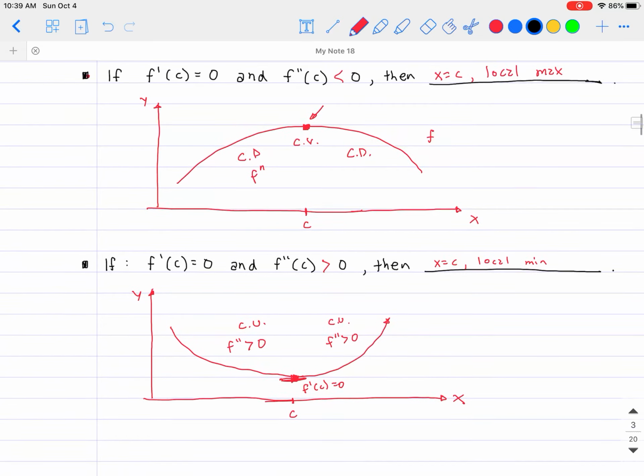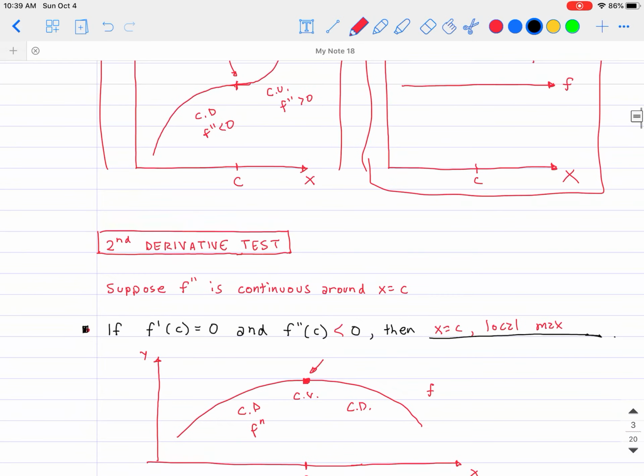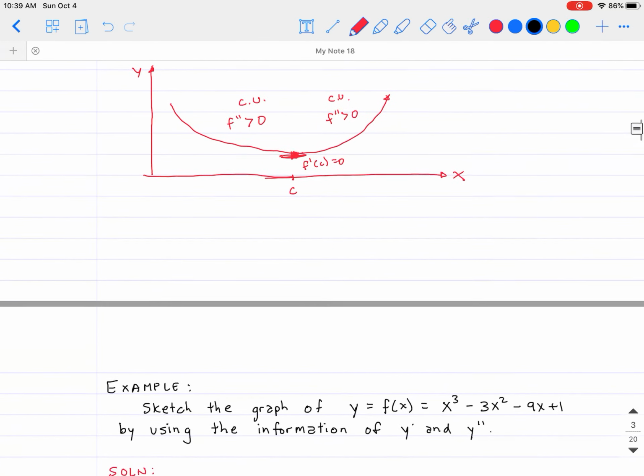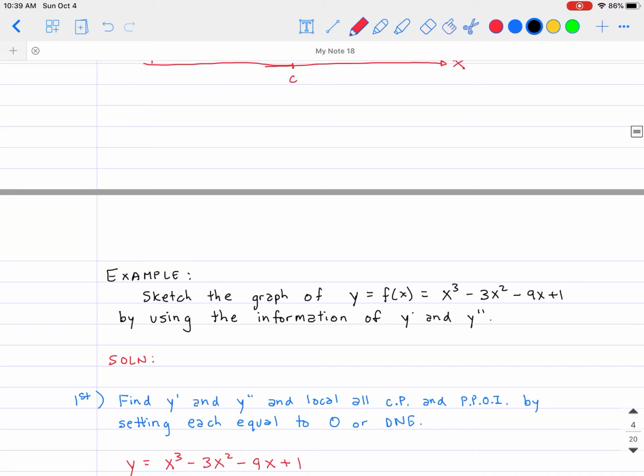And then what happens if f prime of c is equal to 0 and f double prime of c is equal to 0? Well, there's no conclusion in that case, because it'll be a scenario where you have a horizontal line, so we can't apply the second derivative test then. Okay. All right, so let's take all of this and apply it so that you can see how this actually works out.